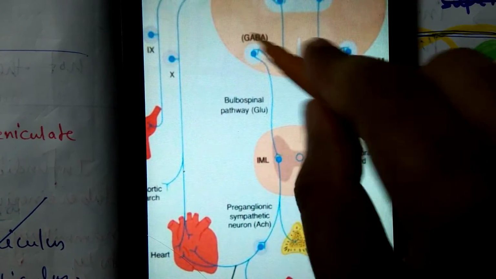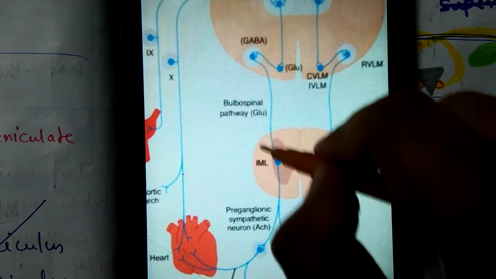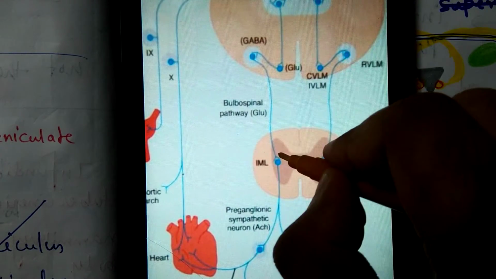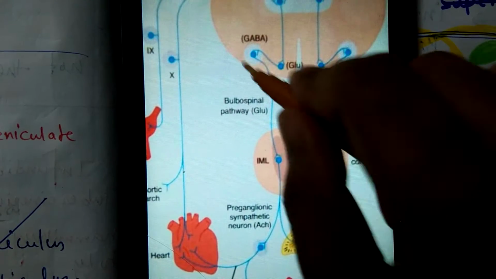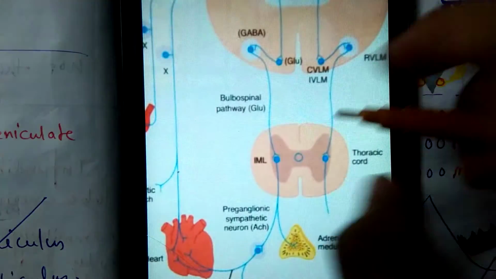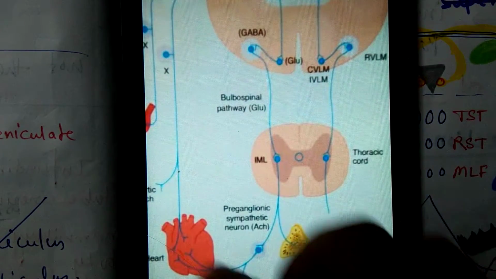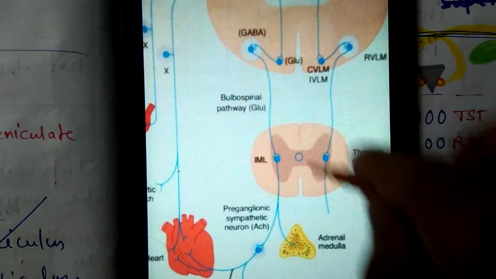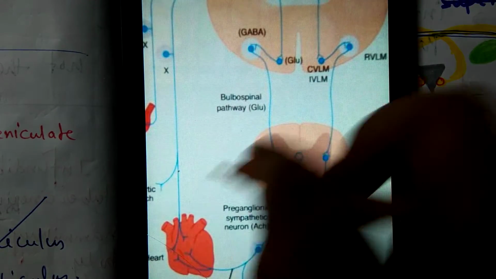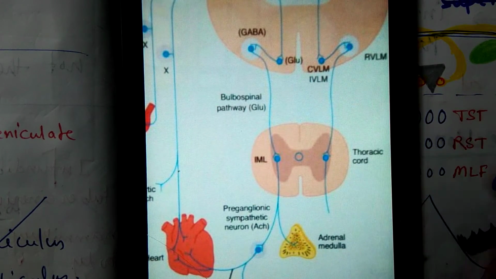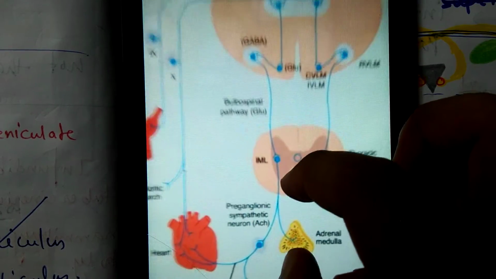And if GABA is an inhibitory neurotransmitter and it inhibits this bulbospinal pathway, then the bulbospinal pathway is inhibited by the GABAergic neuron arising from CVLM, and then what happens? This bulbospinal pathway is totally inhibited, and then this whole sympathetic chain which controls the cardiovascular system, which controls our blood pressure, our cardiac contraction, our cardiac output, all of this system is totally inhibited.